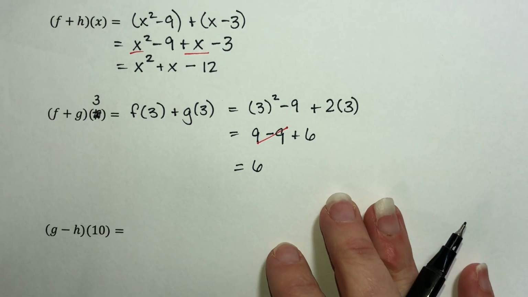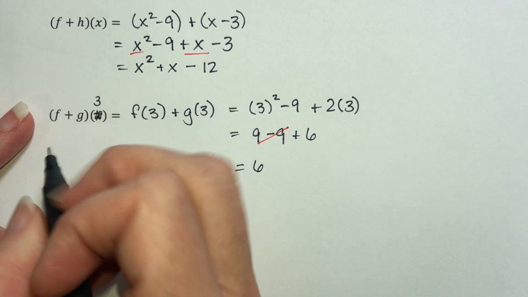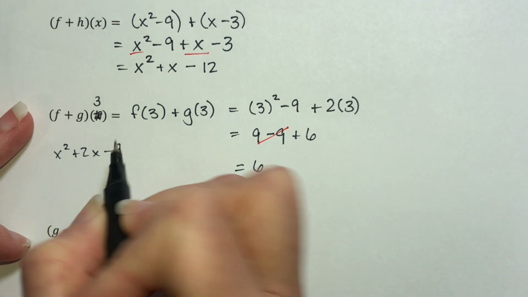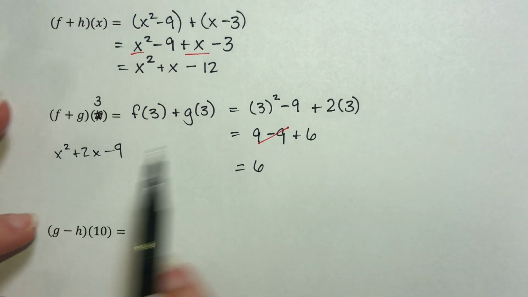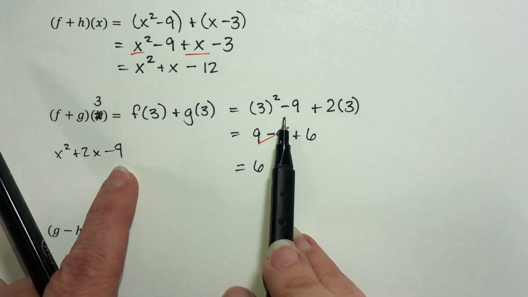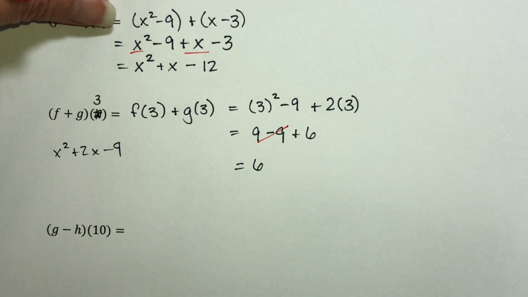Okay, now just as an aside, if I had found these with x first, I would have had x squared plus 2x minus 9, and then I would plug in the 3, and you see I would have the 3 squared. Here I would have the 2 times 3, and there's the minus 9. It's the same. It's just a matter of which way is easier for you.